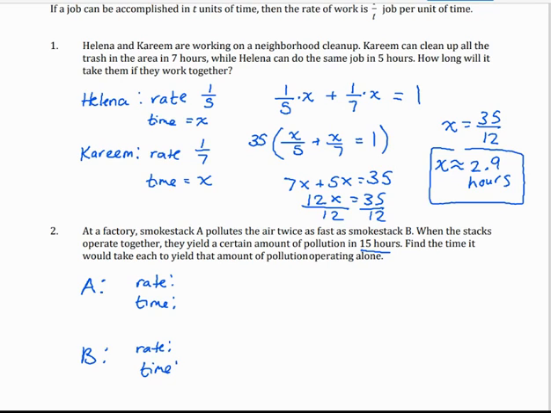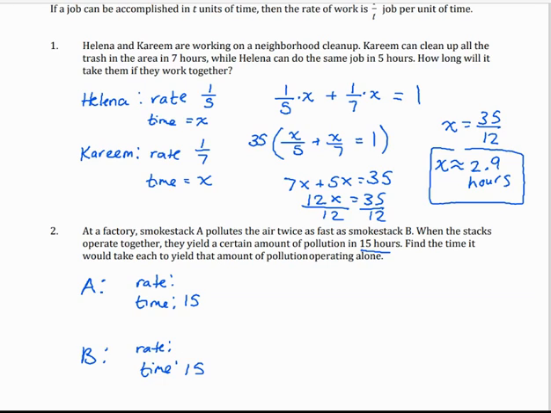For this scenario, we have 15 hours. That's how long they're actually working for. So I'm going to put 15 for the time. What we don't know is the time it would take each on their own, aka their rates. I'm trying to avoid two variables. So I don't want to say our rate of 1 over x and 1 over y. We don't want to do that. What we want to do is get these both in terms of x.